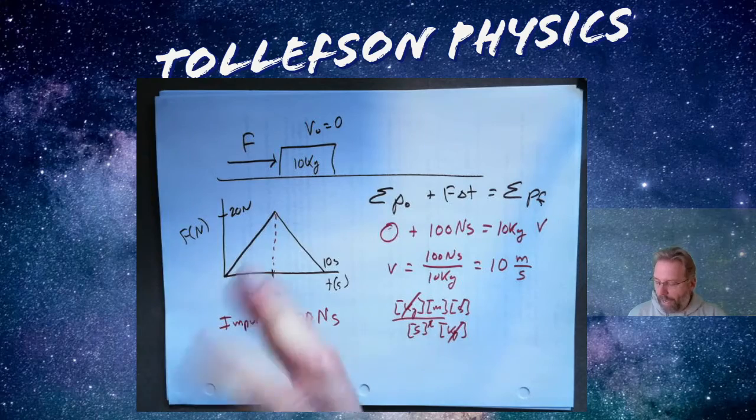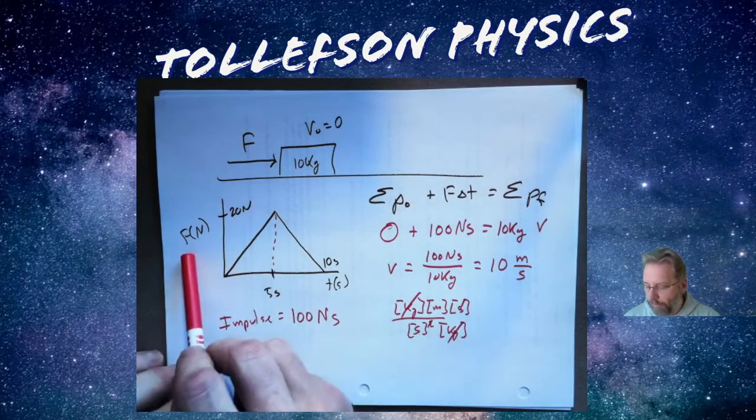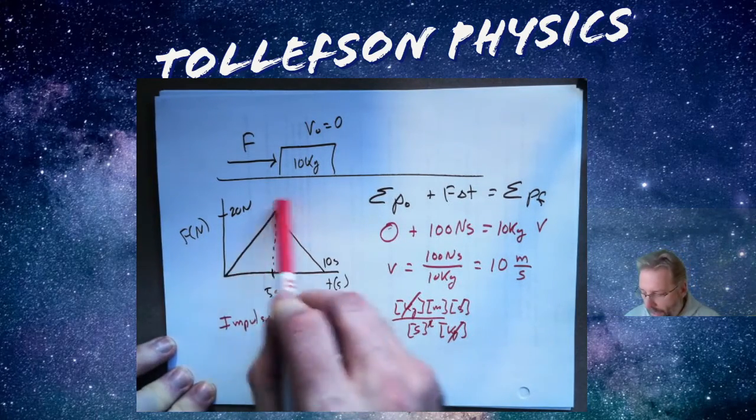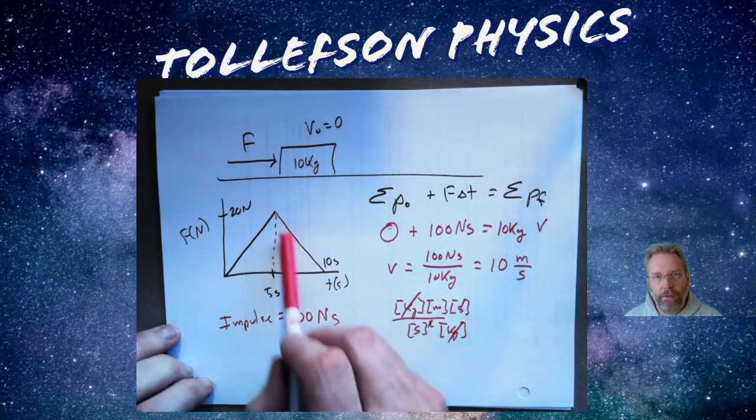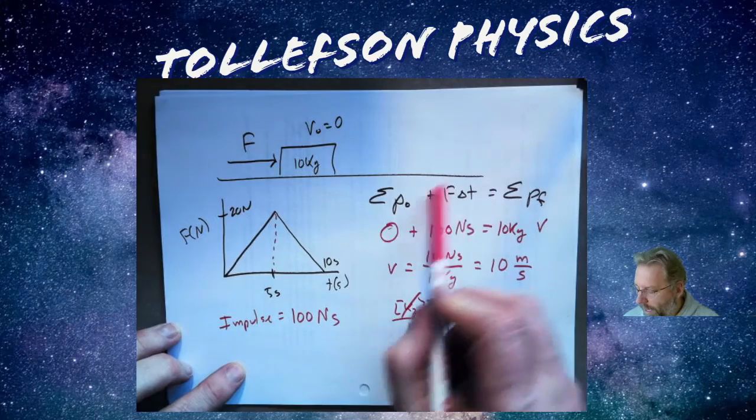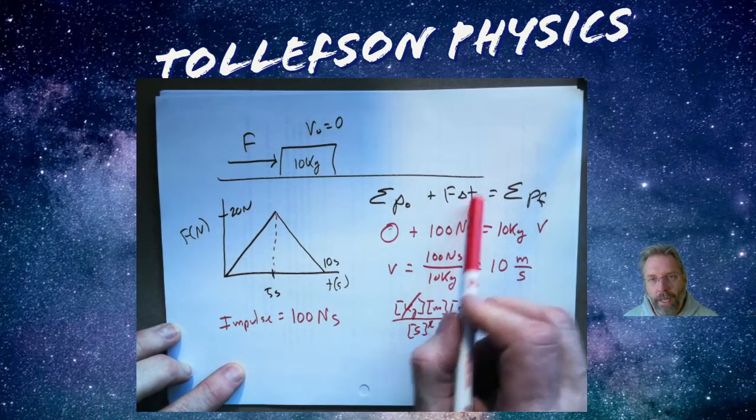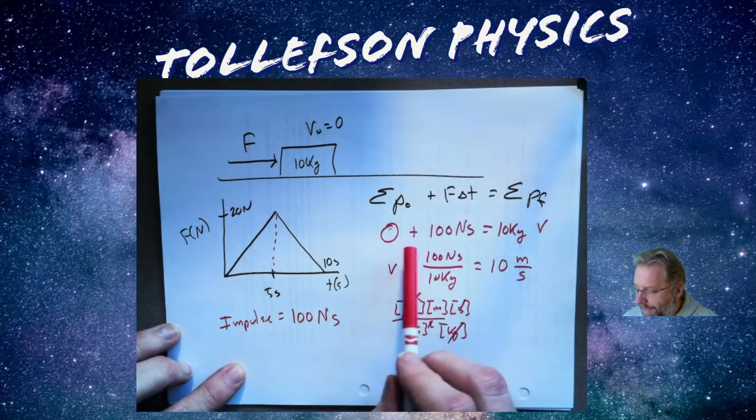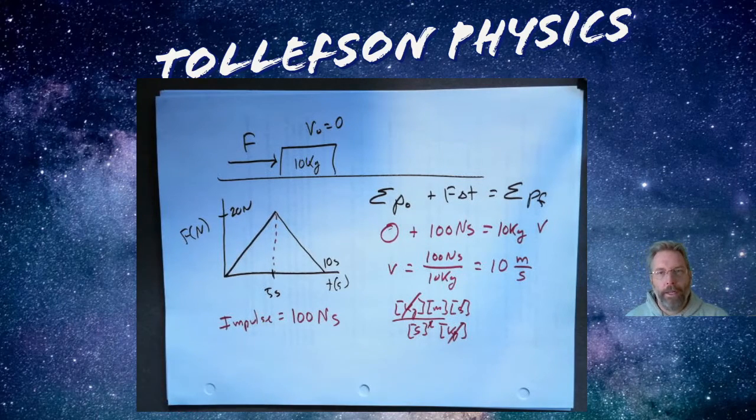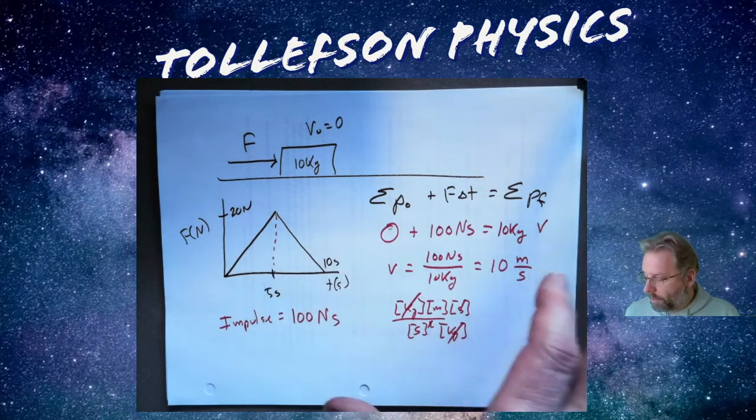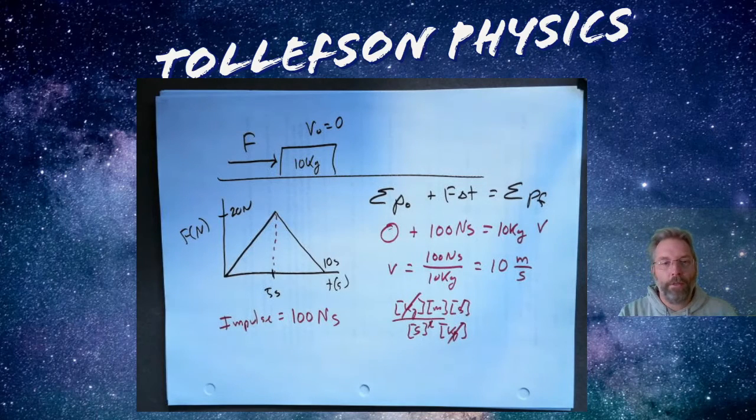So I can use this idea of a force versus time graph with simple shapes and simple geometry. I can figure out the area under the curve, and that tells me the impulse. Knowing that impulse, it can tell me how the momentum of the system changes. This is how you can use graphical methods to figure out a change in momentum.